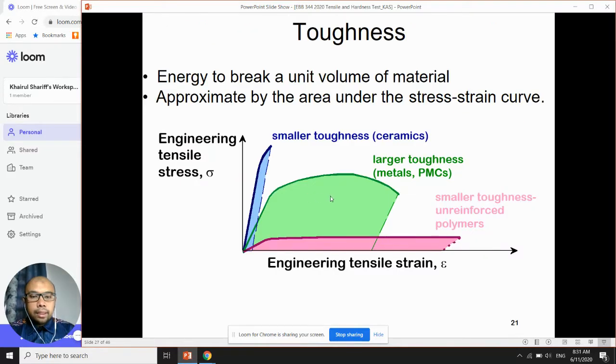This is one example of the different toughness of materials. For ceramics, the toughness is the lowest compared with metals, polymer matrix composites, as well as unreinforced polymers. Unreinforced polymer means pure polymer, for example PLA or PLGA without fillers. The fillers improve the mechanical strength of the polymer. That's why in polymers you can adjust the toughness by adding a certain amount of fillers.